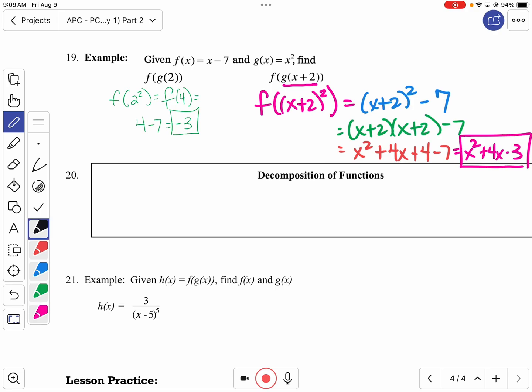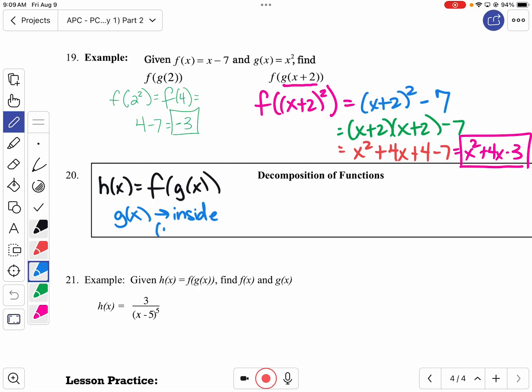Okay. So decomposing functions: if we can put them together, we can take them apart. If we know that a function h is equal to f of g of x, remember we find g of x is our inside function. Usually it's in parentheses, under a radical, or in a denominator. That's usually our inside function. f of x is what we do to that.